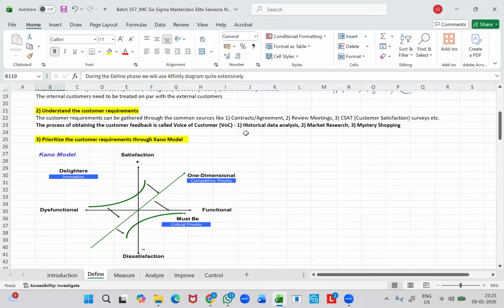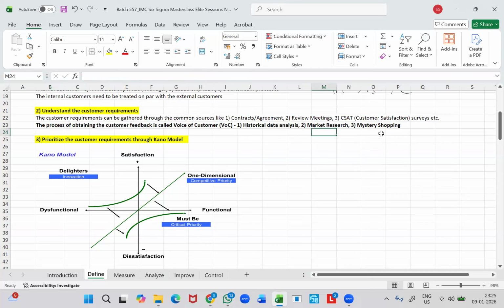So when we analyze the historical data, we can understand our performance is way below the customer expectation, and the customer will not be definitely happy with our performance, right? So that will be an indirect way of collating the customer feedback. The customer explicitly is not mentioning anything here, but we ourselves can understand when we are falling short of the customer target, right? So that is historical data analysis.